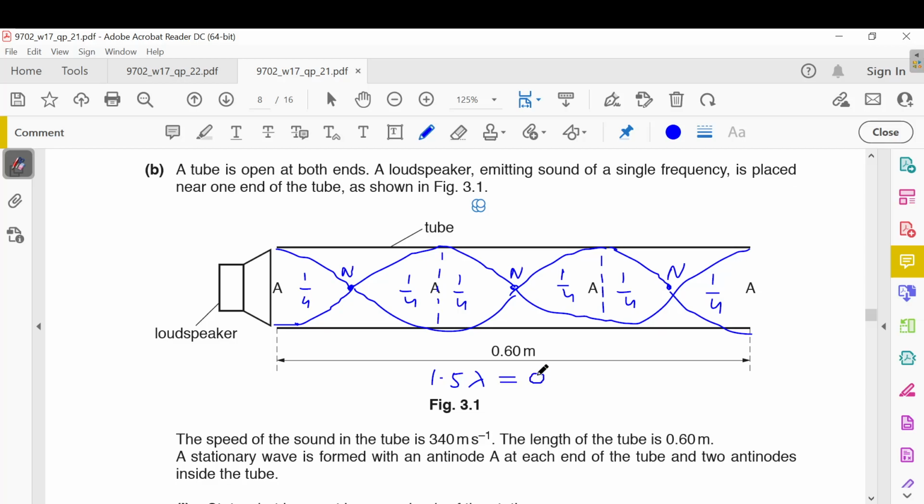1.5 lambda is equal to 0.60 meter, then lambda will be equal to 0.60 over 1.5. That comes out to be 0.4. 0.6 divided by 1.5 is 0.4. At the moment, this sound is being produced at a particular frequency, and its corresponding wavelength is 0.4 m. Sound can be generated at different frequencies, and then the shape of the wave will change.